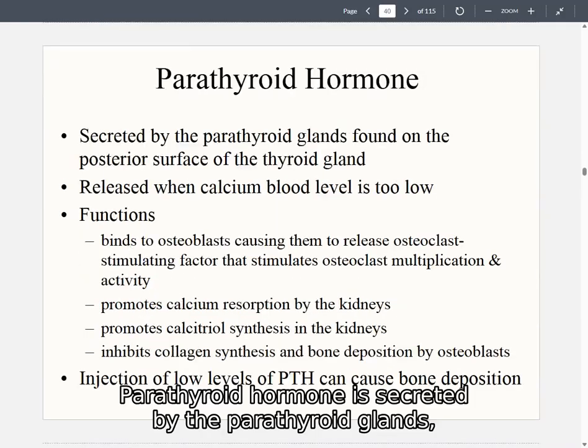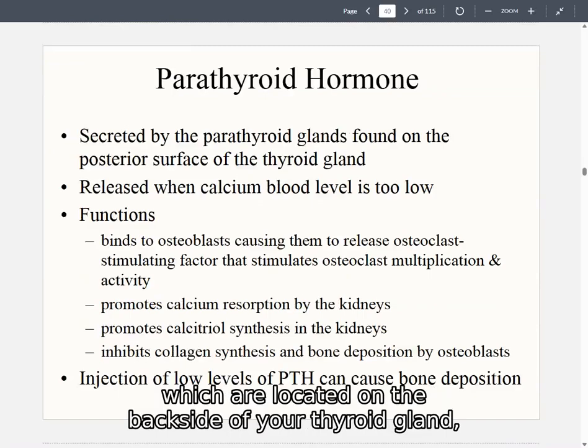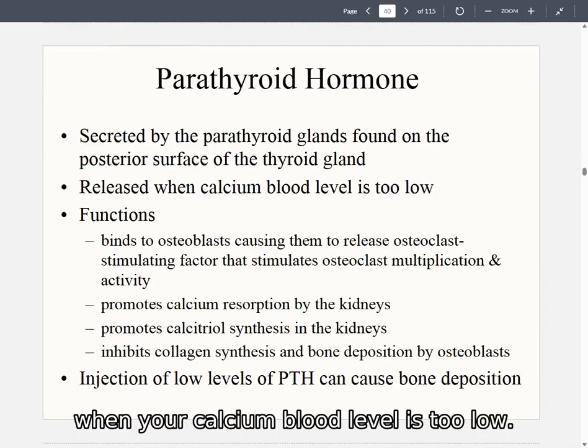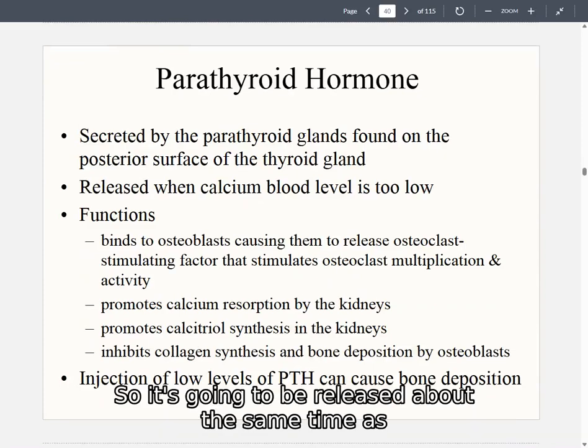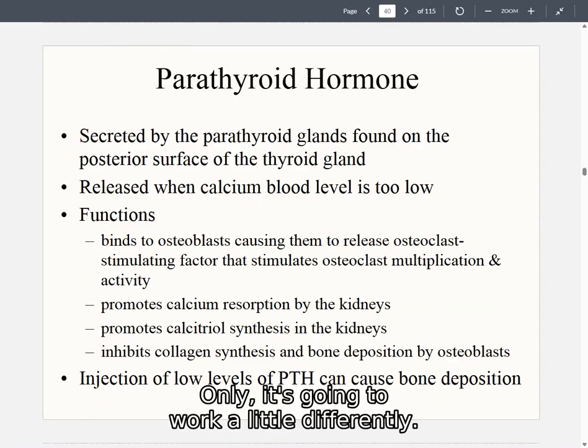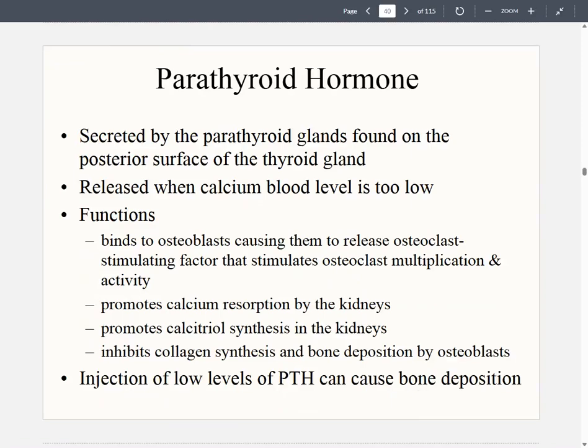Parathyroid hormone is secreted by the parathyroid glands, which are located on the backside of your thyroid gland. And parathyroid hormone is going to be released when your calcium blood level is too low. So it's going to be released at about the same time as the calcitriol is created. Only it's going to work a little differently.